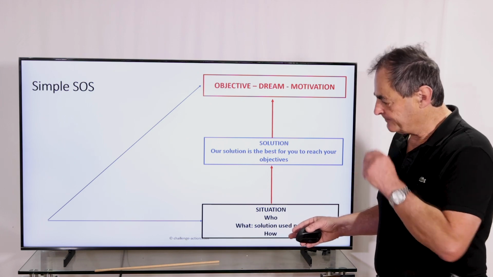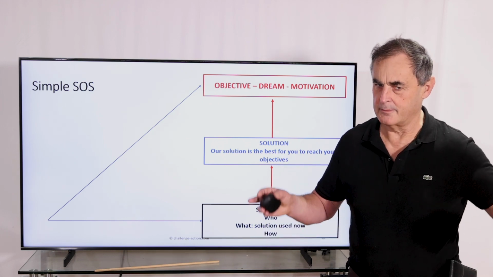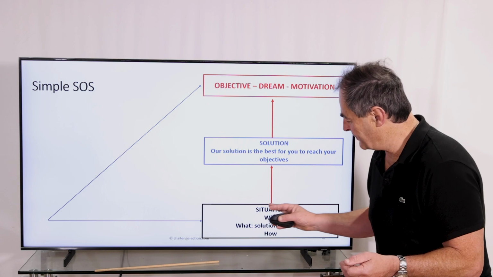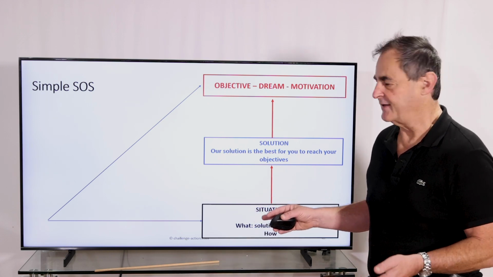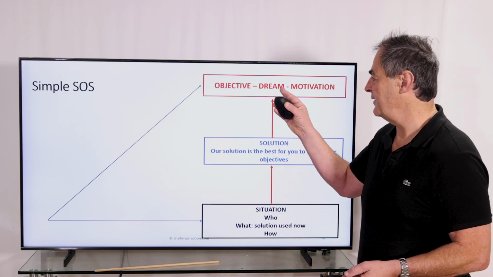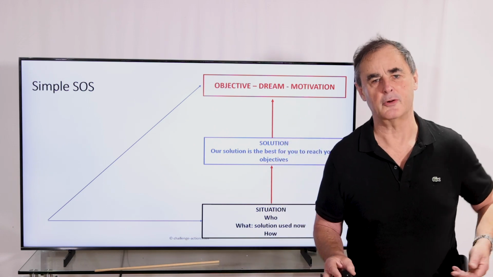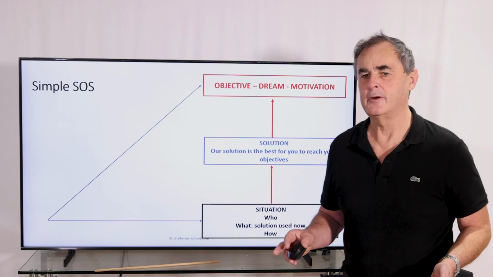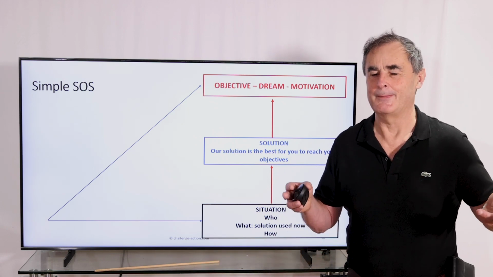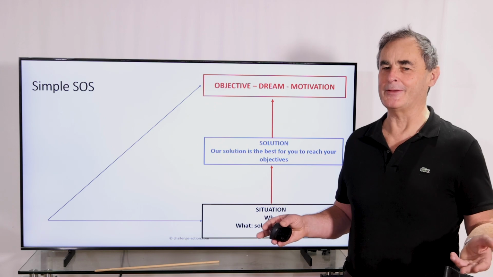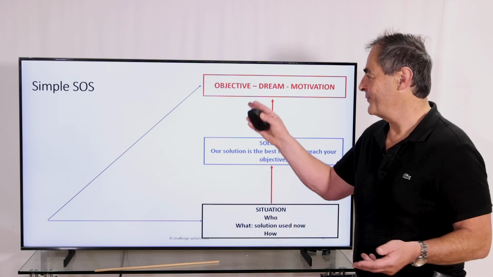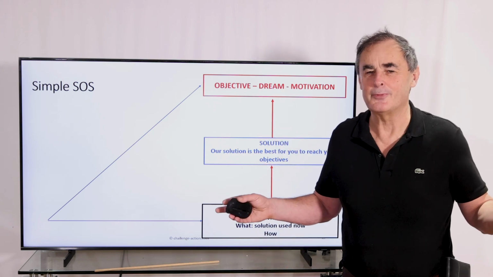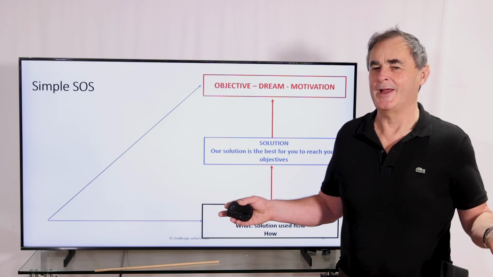Okay? So, in your demonstration, again, you repeat the situation. You get a yes. You repeat the objective, the dream, or the motivation of the customer. You get a yes from the customer or the client. And then you just have to prove that your solution is the best one or the only one that allows him to reach his objective. It's very simple, and it's very structured, and it's logical.